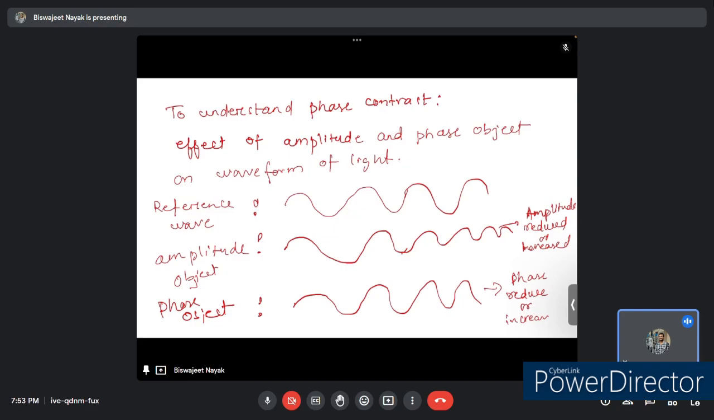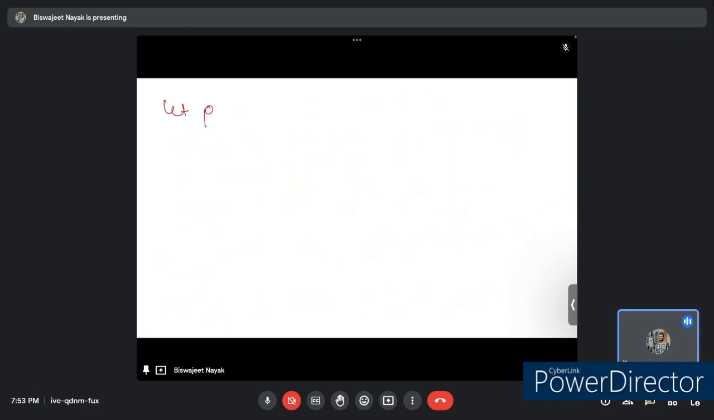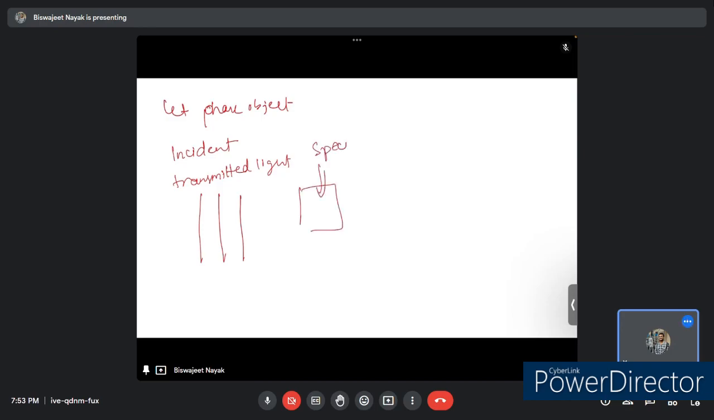So what will it do to the transmitted light? Let's say we have a phase object and an incident transmitted light. When it passes through the phase object, the wavefront will change.